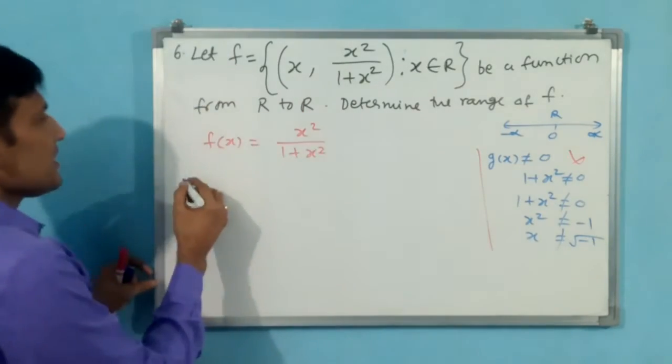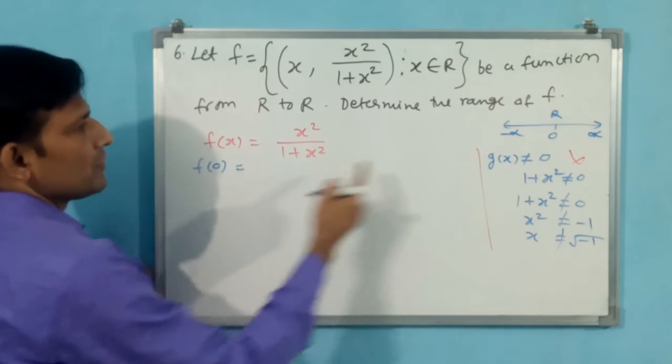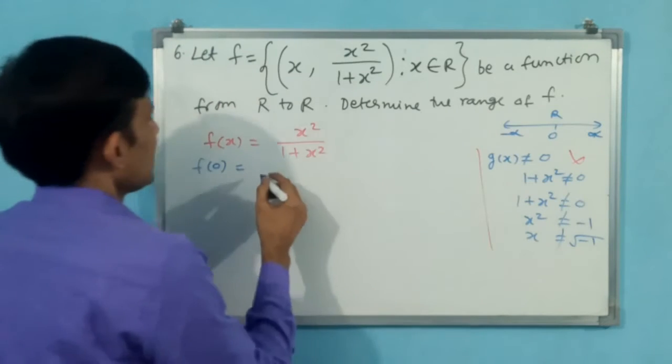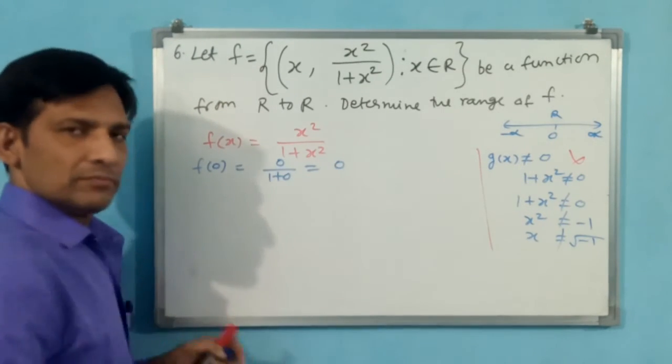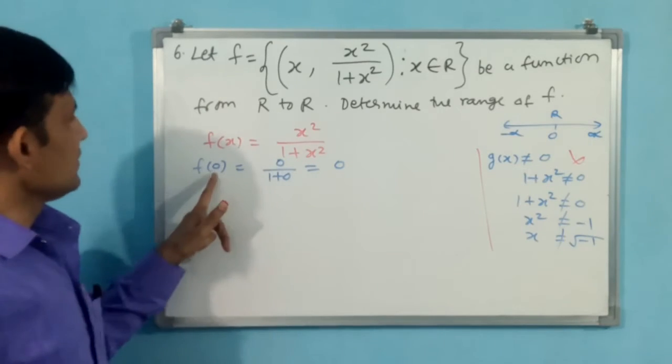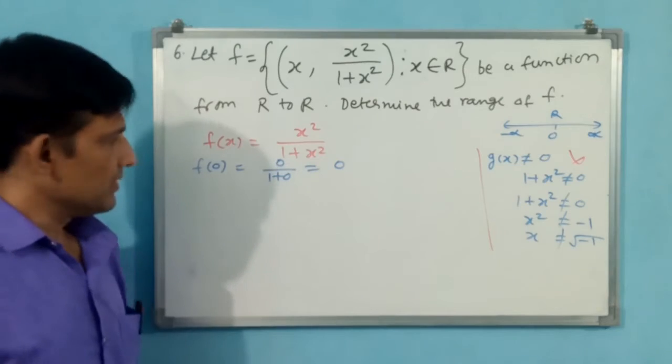Okay. See here what I am doing. First I am giving 0. F of 0 is equal to 0 by 1 plus 0. That is equal to 0. Is it correct or not? Why? Because this is the domain, this is the range. Input you are giving, output it is coming.